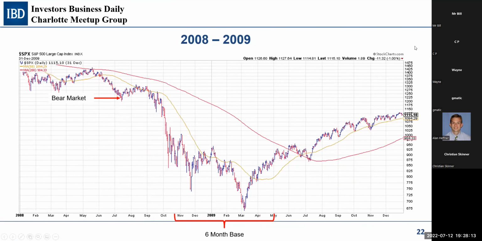Yep. Okay, 2008-2009, the bear market just starting there in July, and I think most people will remember this. And again, a third leg, maybe a fourth leg, in this one.